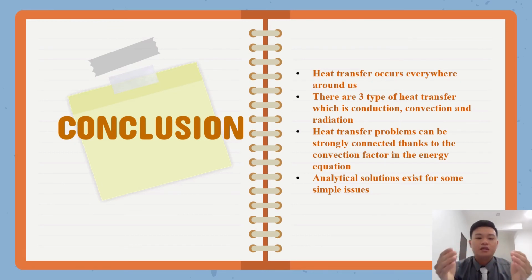When physical parameters are temperature sensitive, the fluid flow and heat transfer problem can be strongly connected thanks to the convection factor in the energy equation. A source term can be introduced into the enthalpy equation as a result of a chemical reaction like combustion. While analytical solutions exist for some simple problems, the majority of industrially important applications need the use of computational methods.